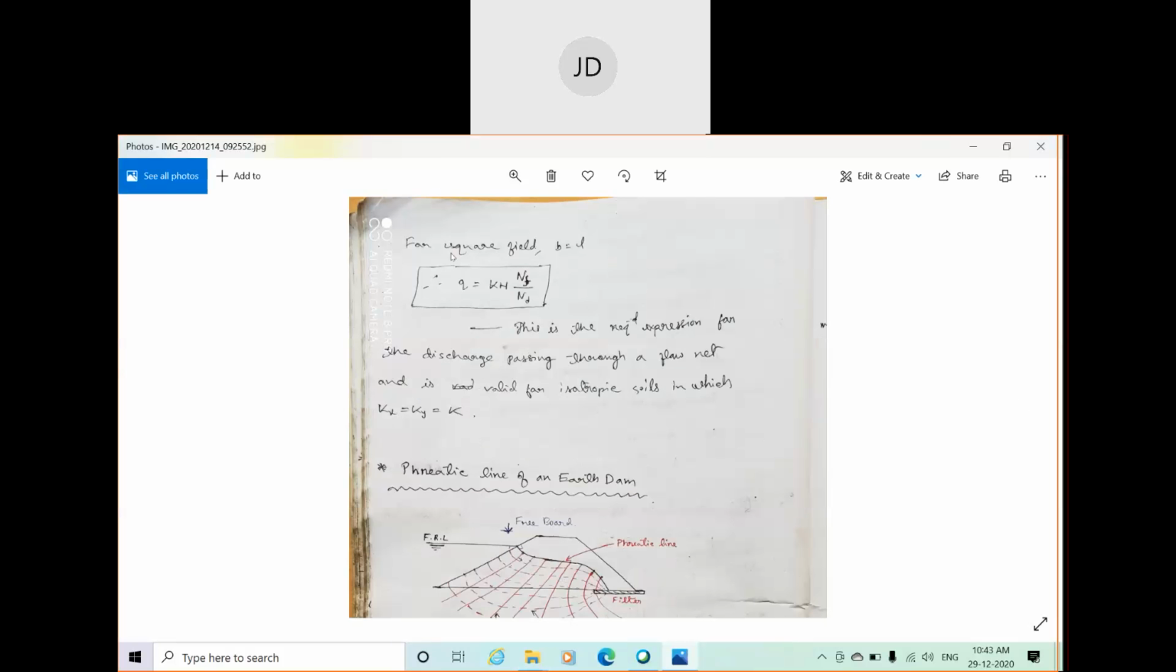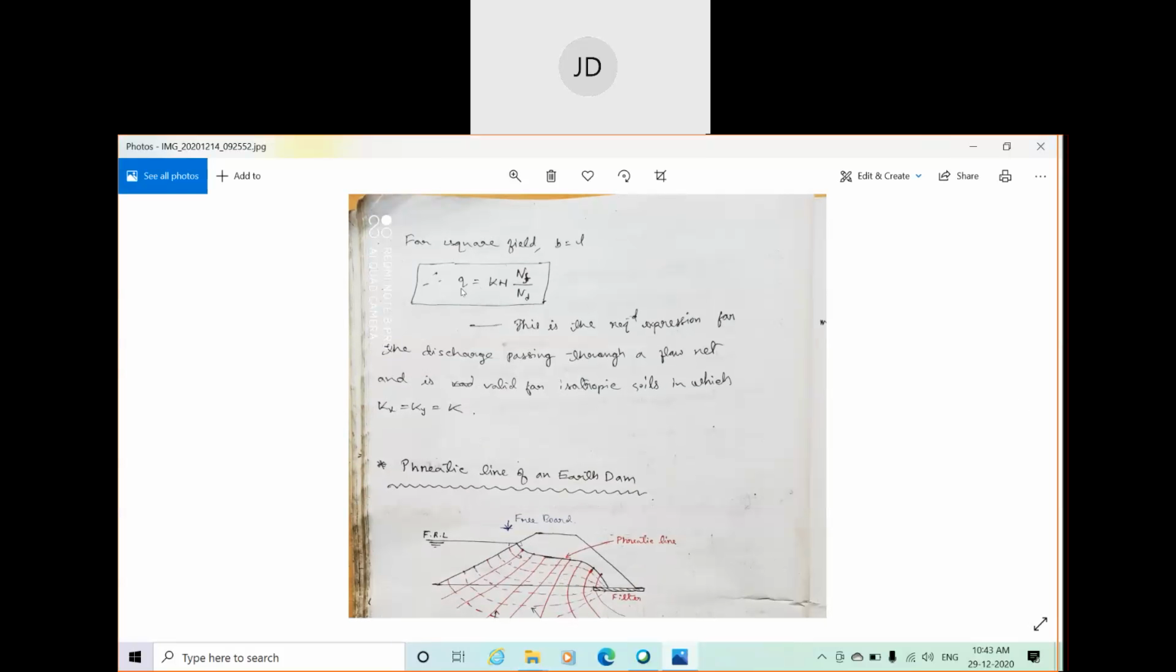You can see for a square field B is equal to L, so we can find Q is equal to K H NF by ND. So this is the required expression for the discharge passing through a flow net, and it is valid for isotropic soil in which Kx equal to Ky equal to K.